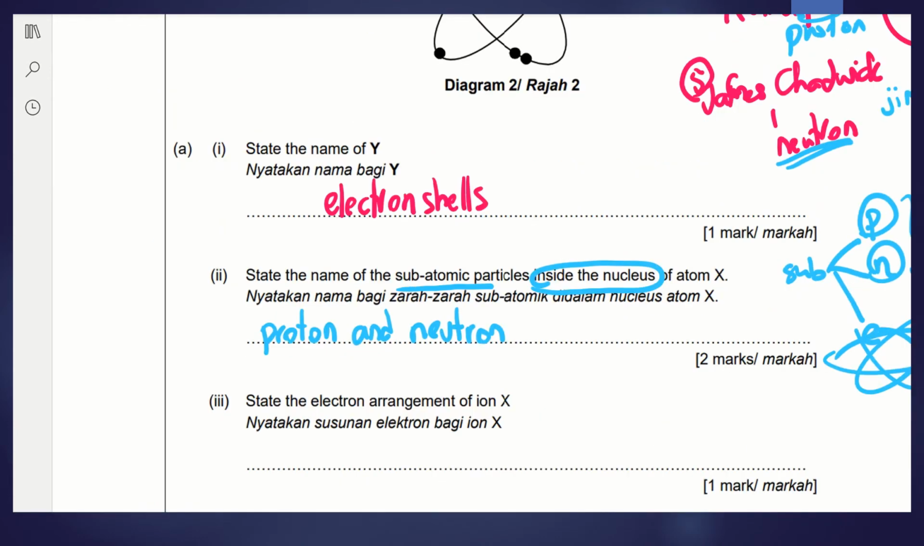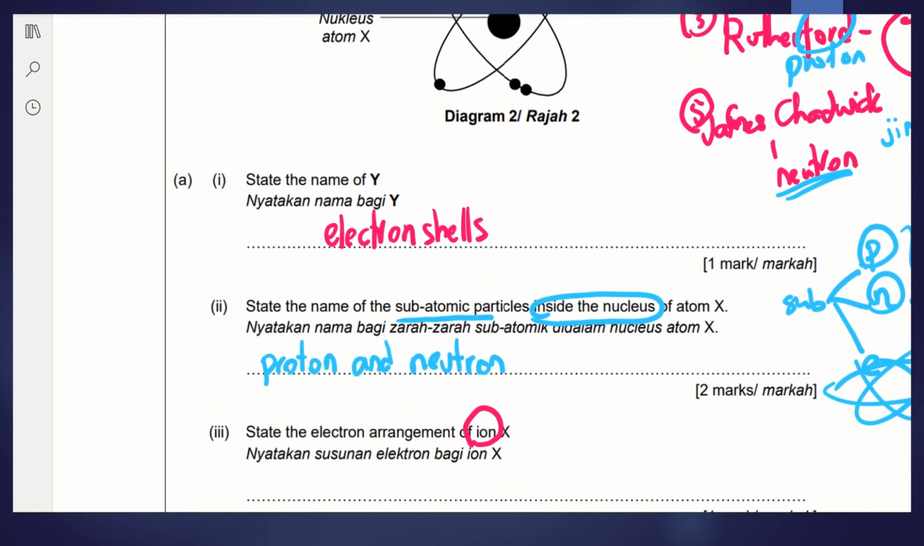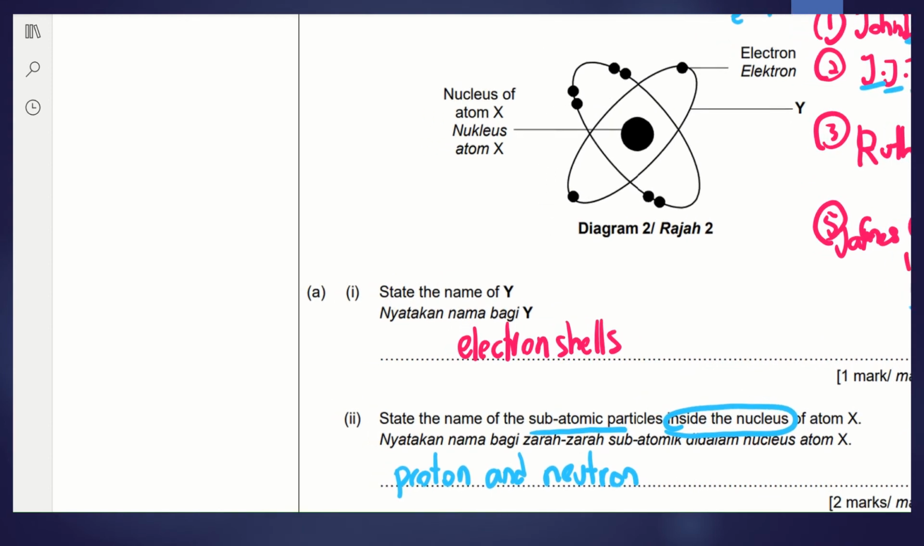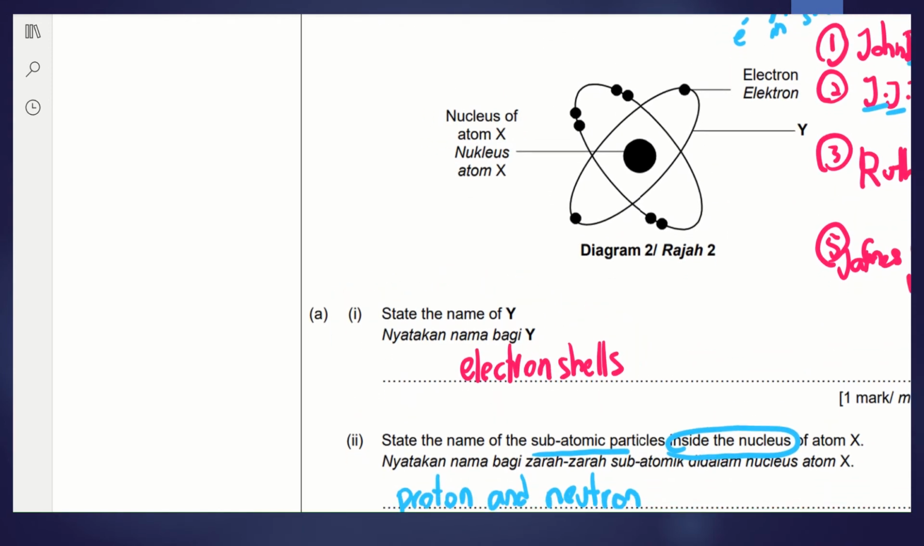Okay, next the question asks you, state the electron arrangement of ion X. To write down the electron arrangement of ion X, you need to know the electron arrangement of atom X. Electron arrangement of atom X is based on this diagram. We have 2 in the first shell, dot, we have 6 electron in the second shell, 2.6.